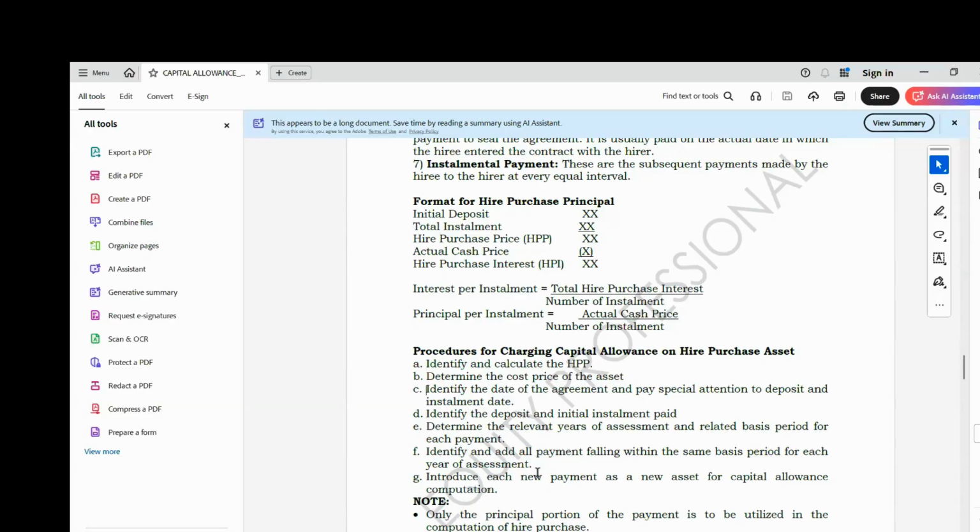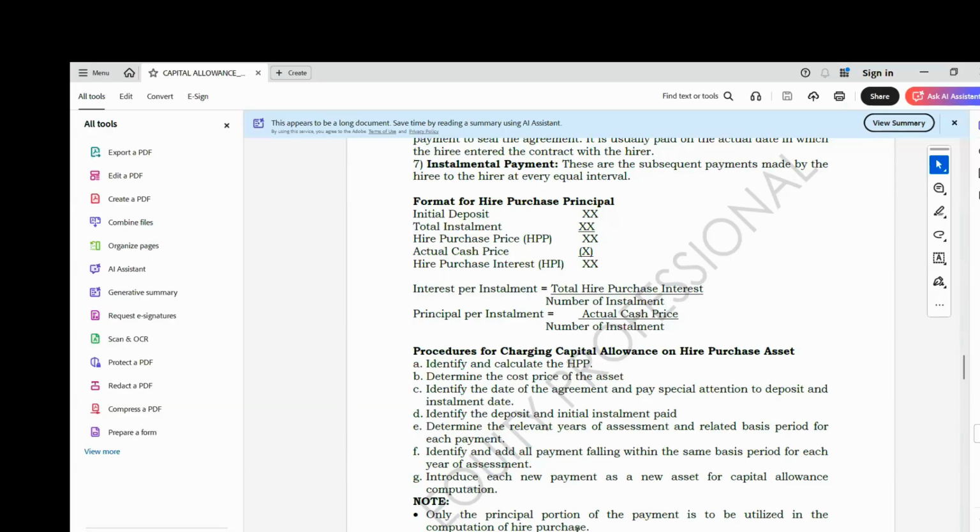So any payments that fall within the same year will be added together as a single payment. Then introduce each new payment as a new payment for capital allowance claim. So when you are computing under hire purchase, the tenure that you are expected to retain is also retained at the end of the useful life of the asset. Then the tenure will be retained from the final amount of the asset, for the purpose of capital allowance claim.